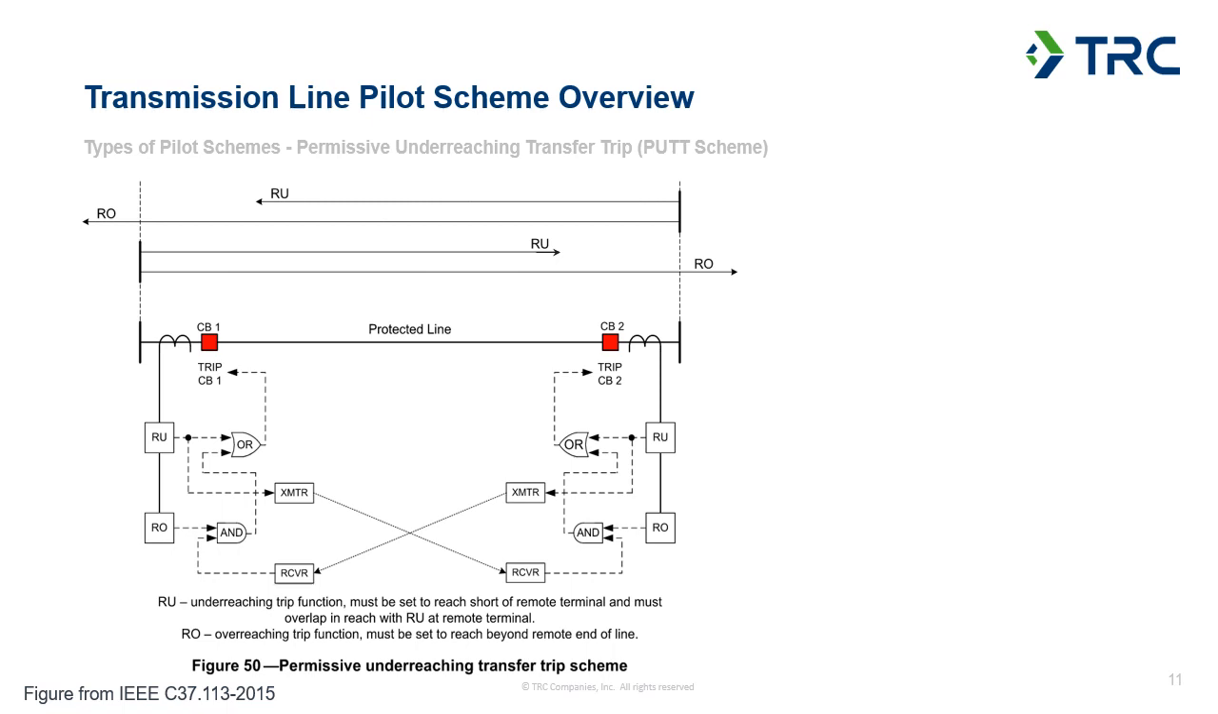The overreaching element is going to require the receipt of the permissive from the remote end, and those two parts of the scheme are going to work together to provide 100% coverage for the entirety of the line. So the best way to go through this may be just going through an in-section fault example. So if we start out, we've got a fault occurring here near the terminal 2 location.